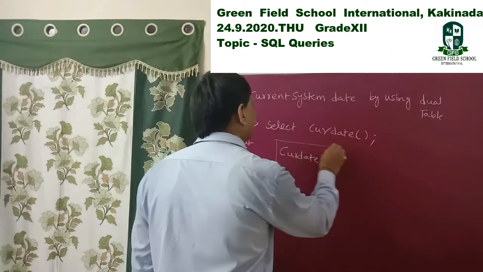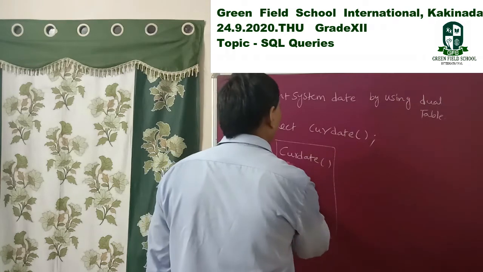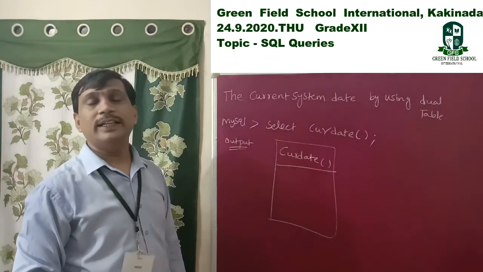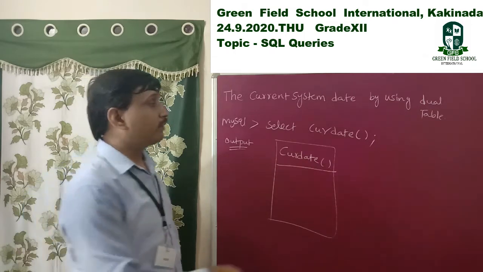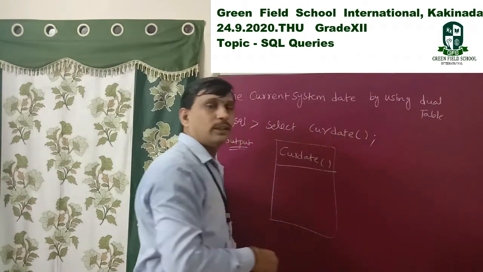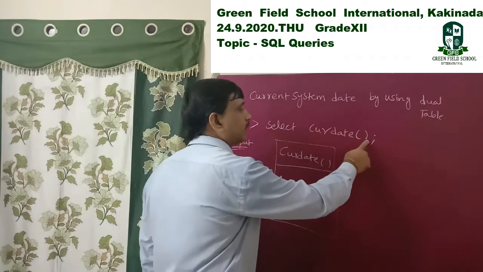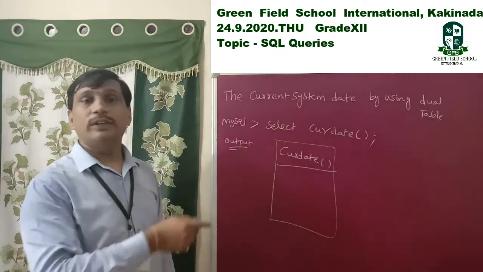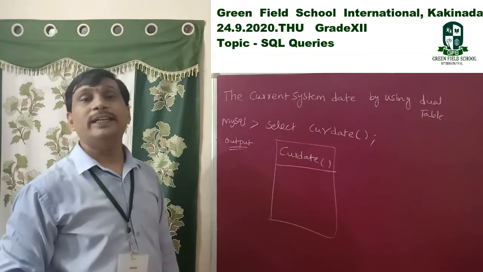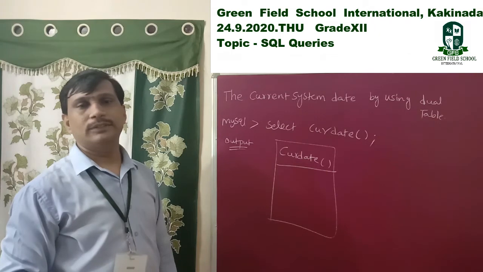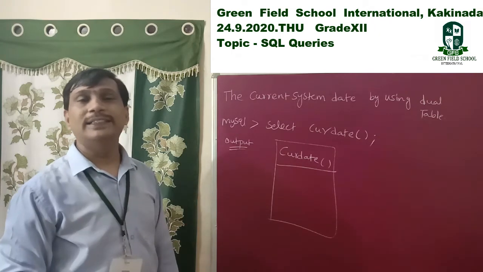So it displays the current date. This one is one function, a date and time function. CURDATE is a function. That's why we specify brackets here. When we specify brackets like that, that is a function. This one is an SQL function, a date and time function. In the next class we explain the concept. I just explained this example.